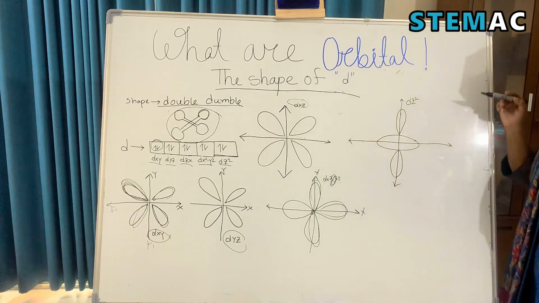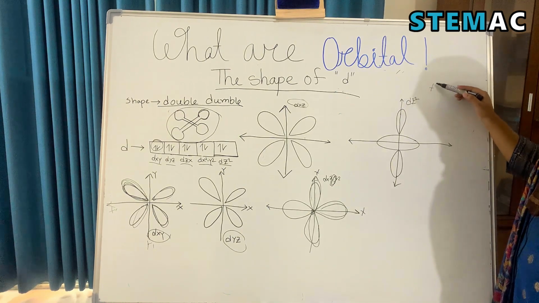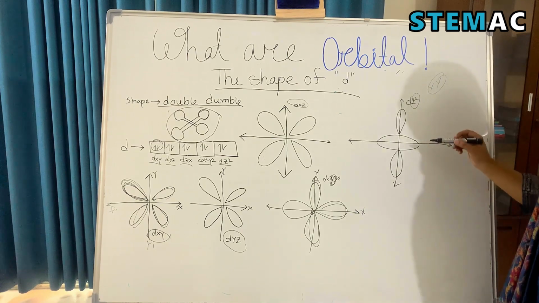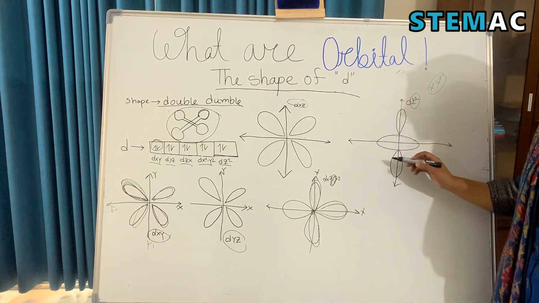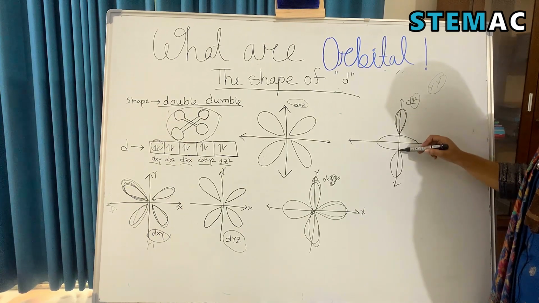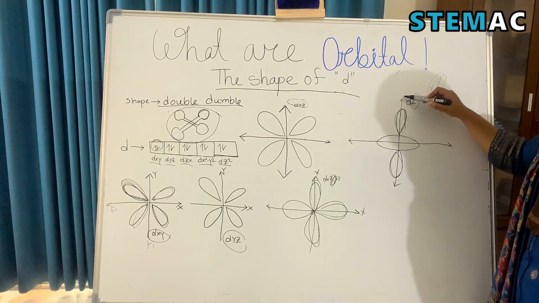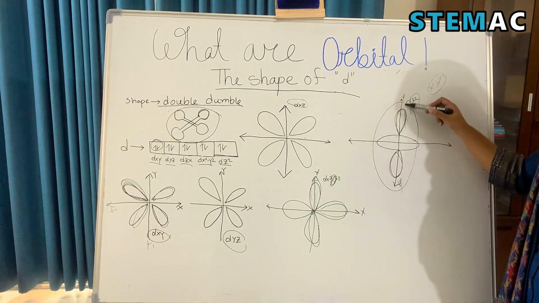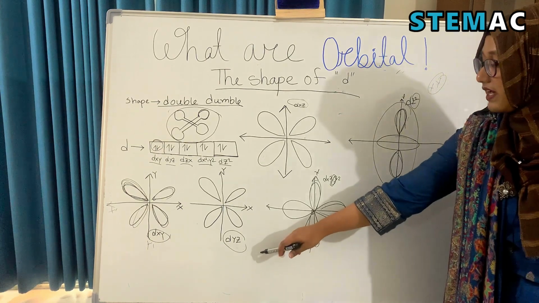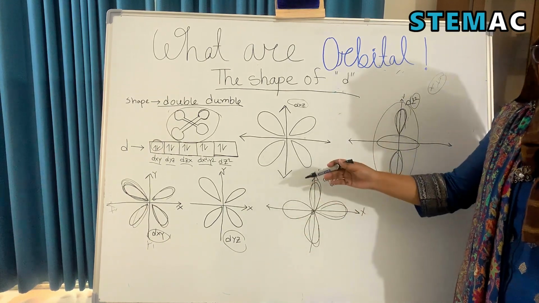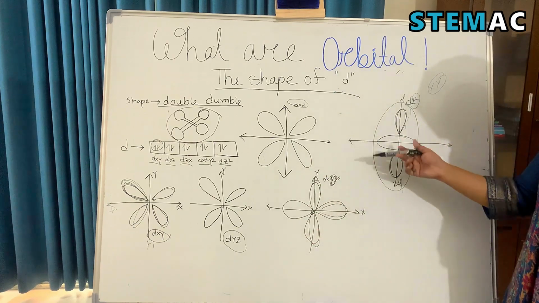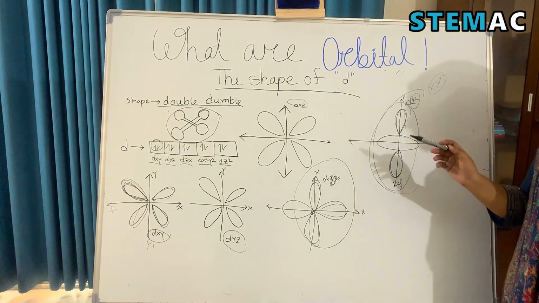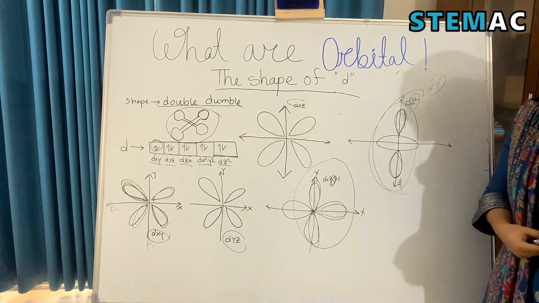And lastly, in dz square we don't have an x or y, we just have z square. So here the difference is that in the middle we got a donut, and there we have 2 balloons, one on each side along the z axis, and that's the shape for dz square. If you know the shape of dxy, you can easily draw the shapes for dyz and dzx. The difference is that dx square minus y square and dz square have different shapes. And that's all for the orbital class. Thank you today.